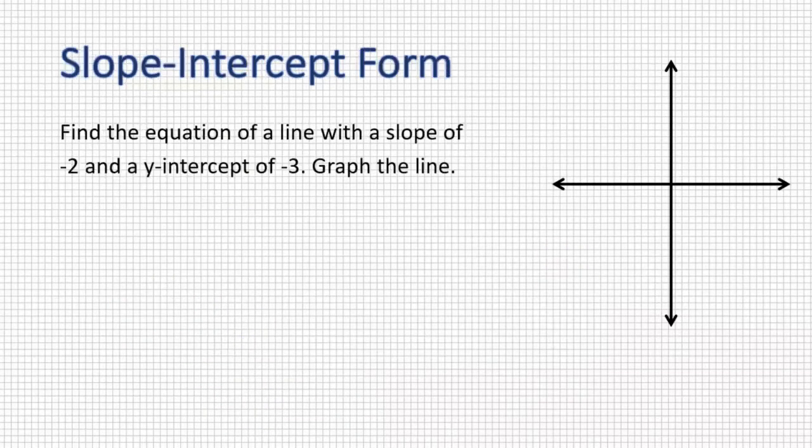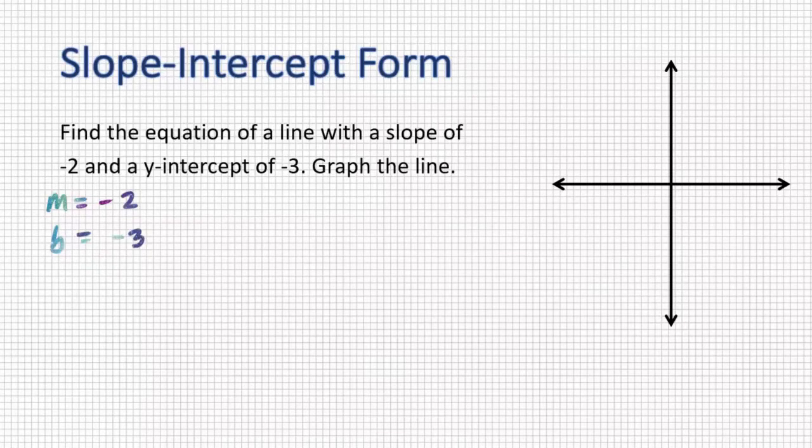Let's start with slope-intercept form. We have two different questions here. We're first asked to find the equation of the line with these given parameters, and then we'll draw its graph. All right, so we're told that the line has a slope of -2, so m is equal to -2, and a y-intercept of -3, so b is -3.